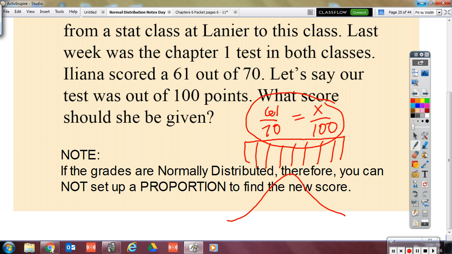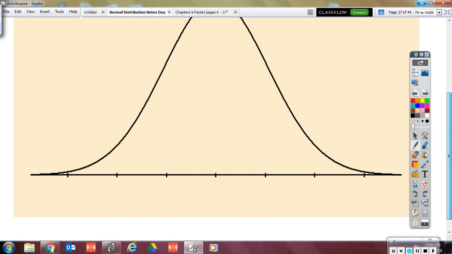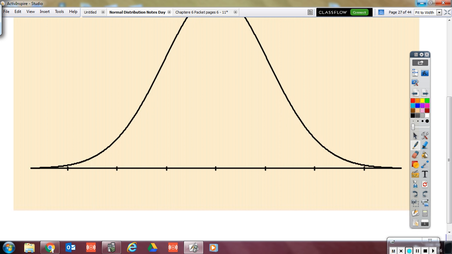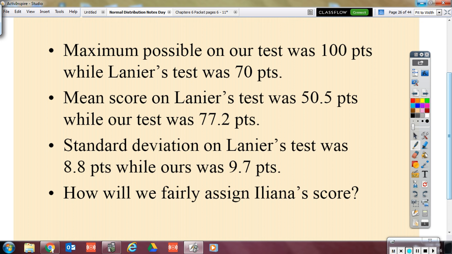Now you have, as the last slide on your notes, a blank normal model. So I'm going to give you some facts. It's actually at the top of your next page, but so that you don't have to turn, we'll show you the facts. We know lots of information about Lanier, and we know information about here, the Alito test. The average score for Lanier's test was 50.5, and the standard deviation for Lanier's was 8.8.